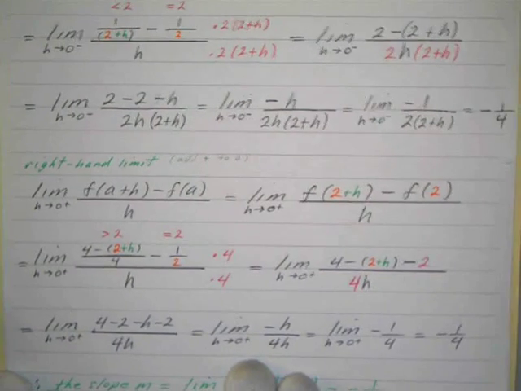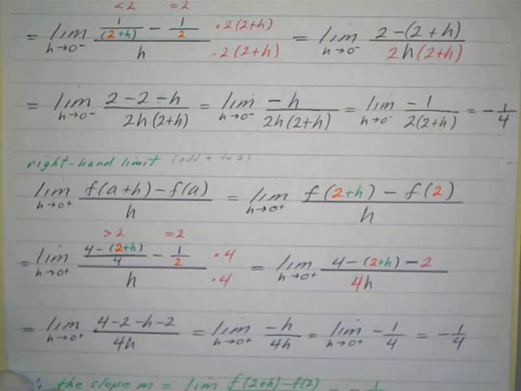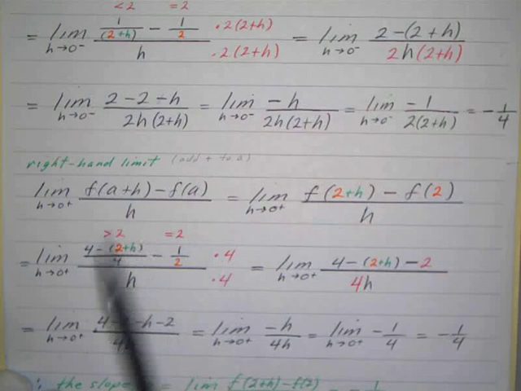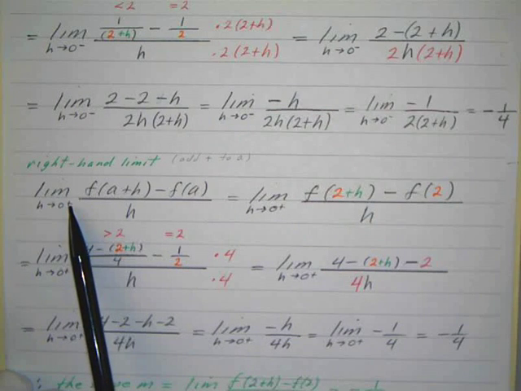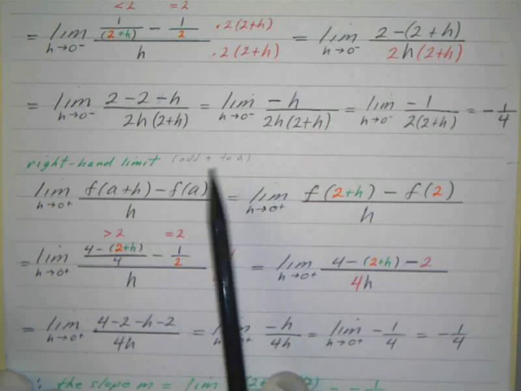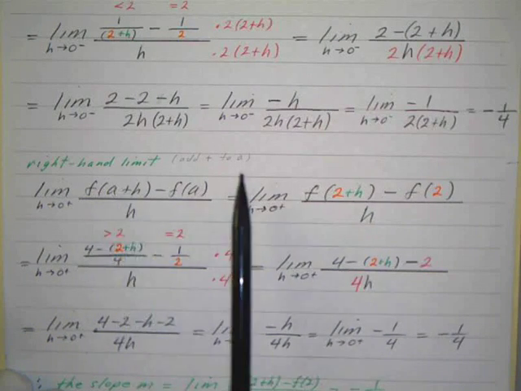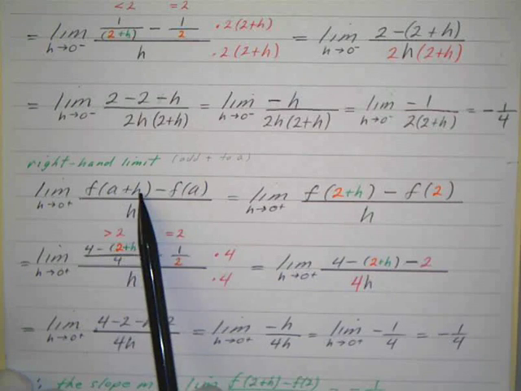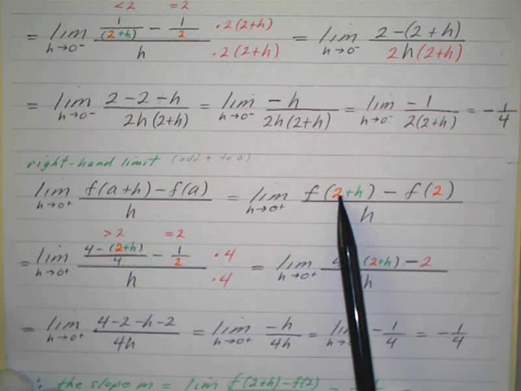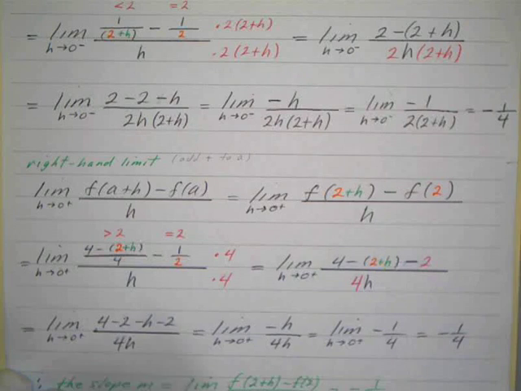Okay, now the right-hand limit. This is the right-hand limit. So h is going to be approaching 0 from the positive direction, so I'm going to be adding a positive value to a. Or I'm going to be adding to a something. So a plus h minus f of a over h. A is 2, so 2 plus h minus f of 2 over h.